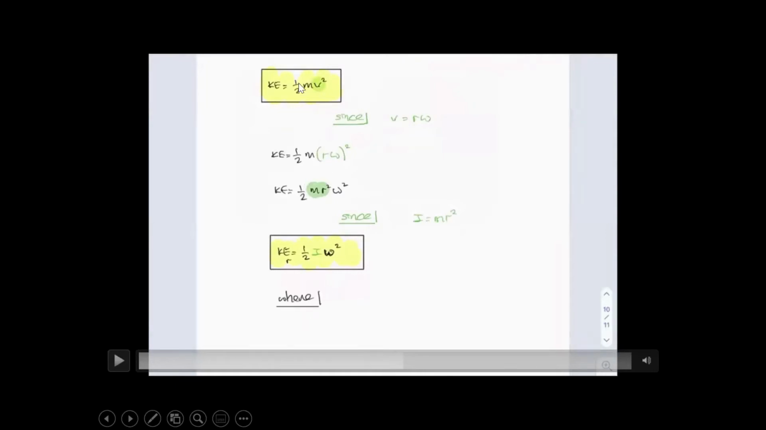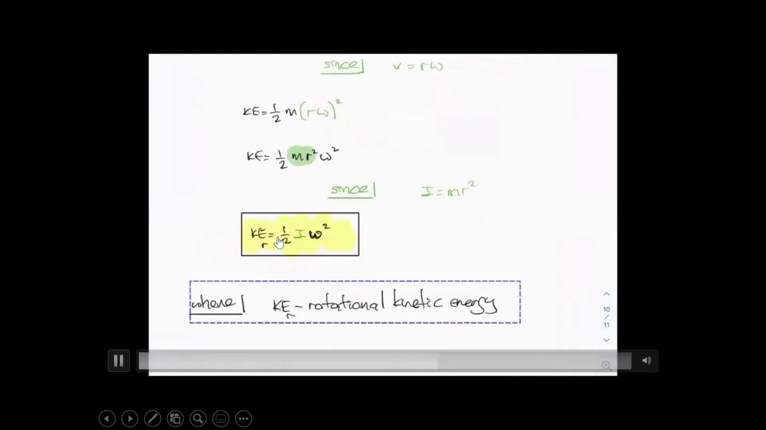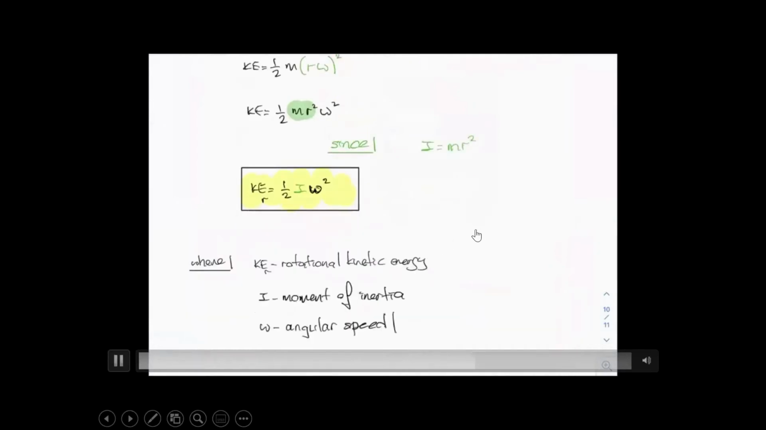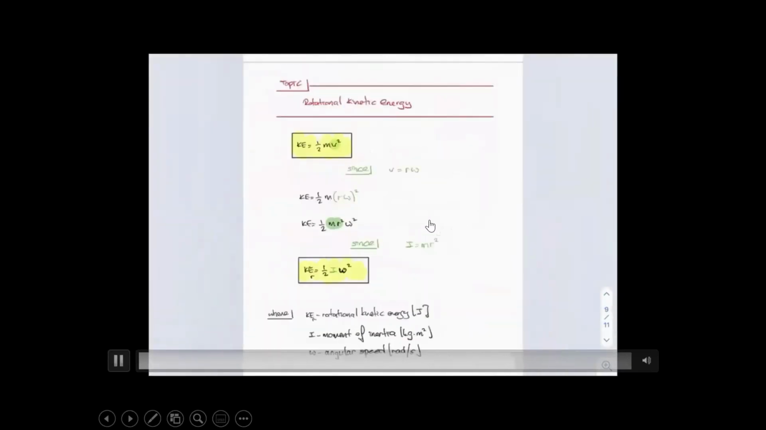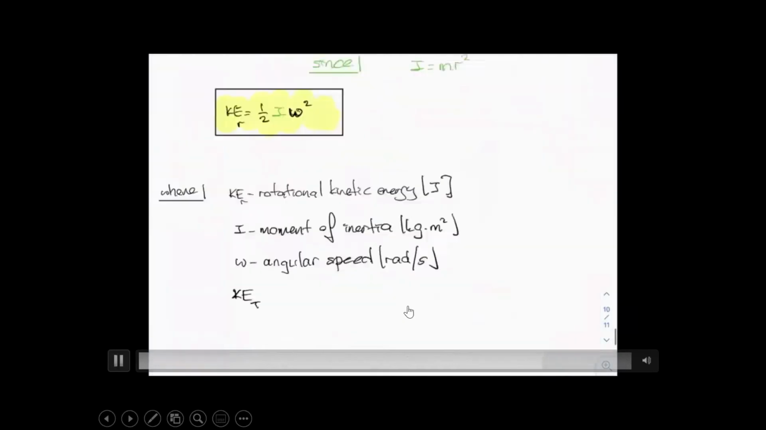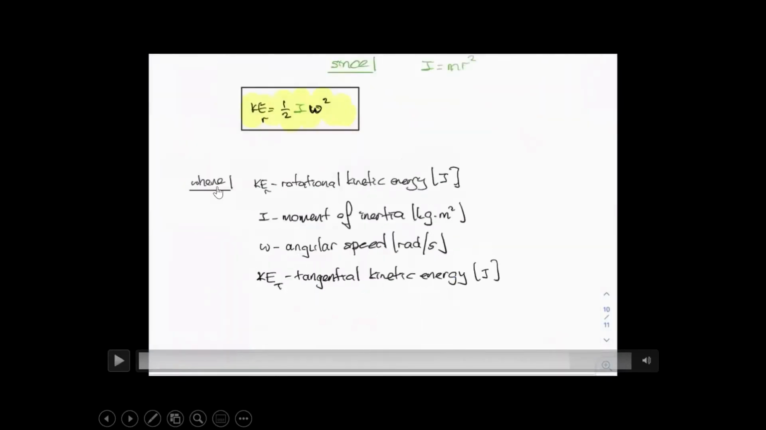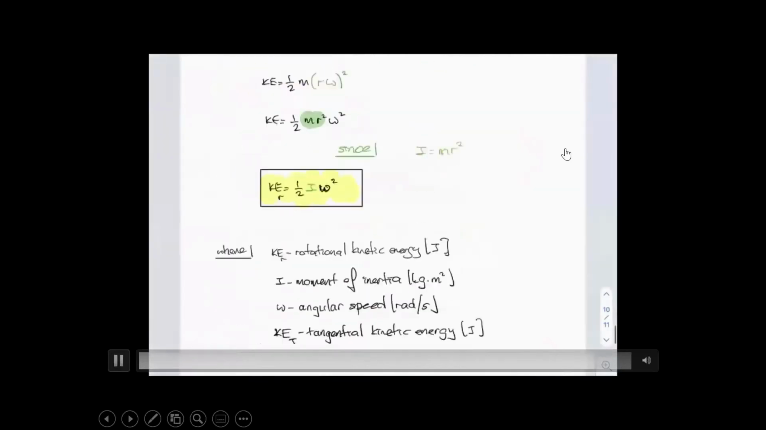So tangential kinetic energy can be expressed in terms of rotational kinetic energy. M becomes I, so mass becomes the rotational inertia. And linear speed becomes the rotational speed. It's got a subscript, R means rotational. And this one should have a subscript T, so it's tangential. Tangential implies rotational motion. So we've got rotational kinetic energy, and we also have a tangential kinetic energy.